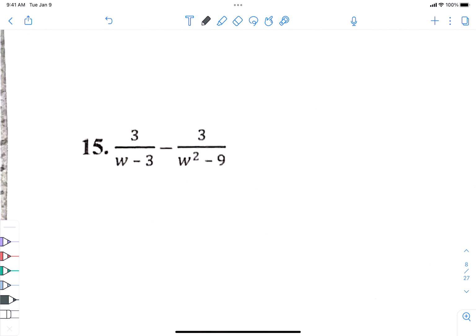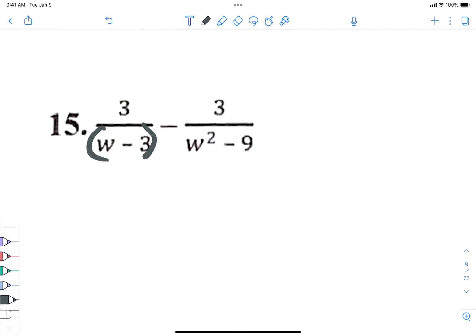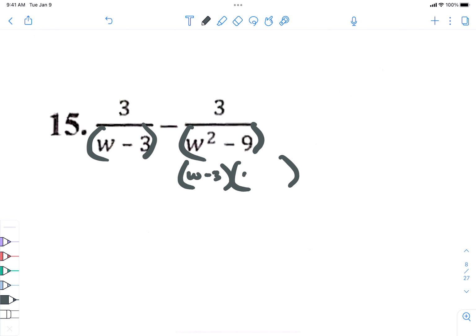Okay, 15. All right, we have this minus sign, but we're going to deal with the minus sign here in a minute. We have to find a common denominator. W minus 3, he's simplified. He can't do anything with that, right? What about W squared minus 9? Difference of squares, right? We can break him down. So, W squared minus 9 is W minus 3, W plus 3.